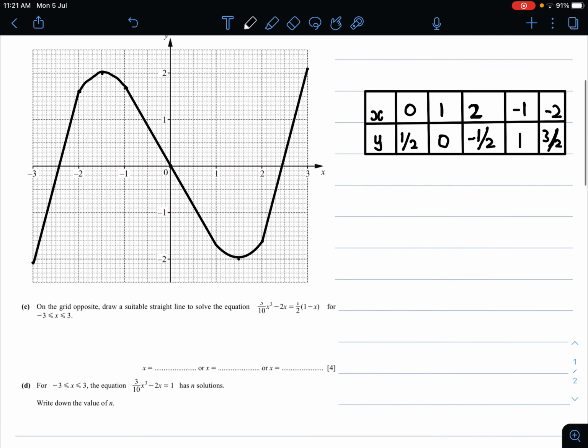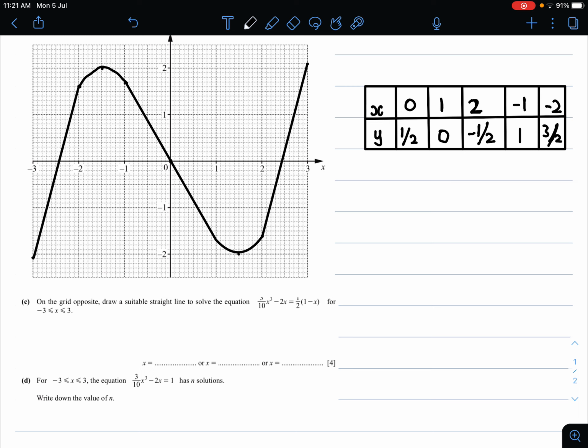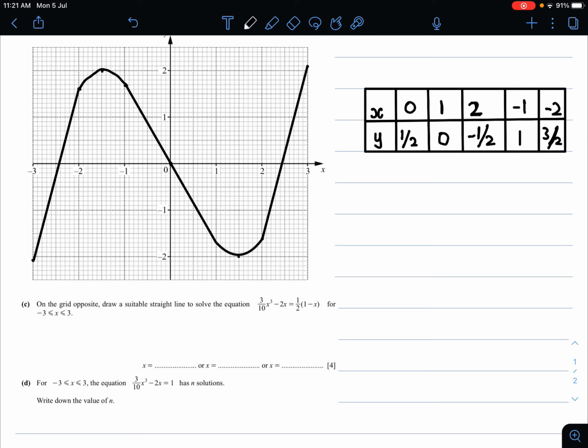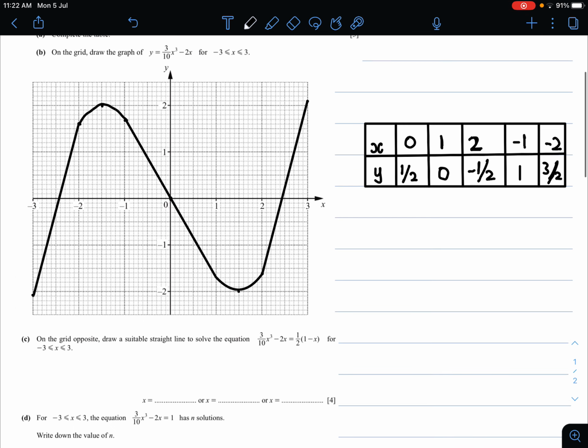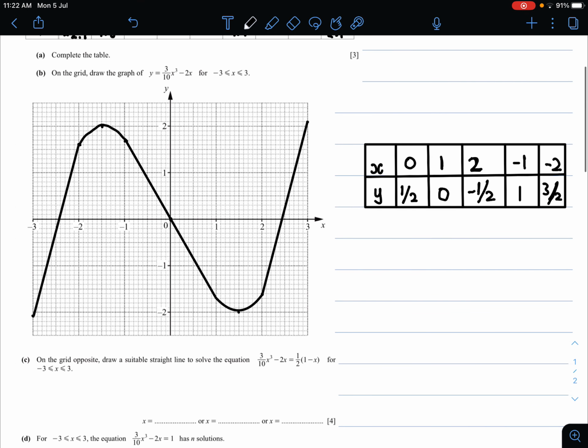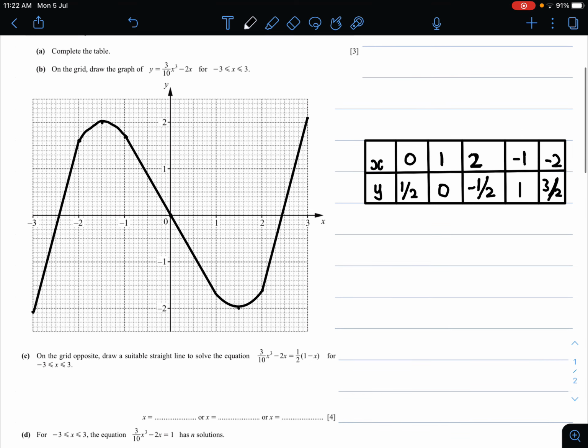Now for part C, on the grid opposite, draw a suitable straight line to solve the following equation. So for minus 3 to 3, okay, as you can see here, I've drawn a small table for the values of minus 2 to 2, and then you can just extend the line to one more point so that it will become minus 3 to 3. So let's plot it.